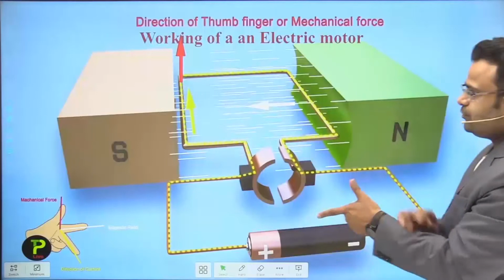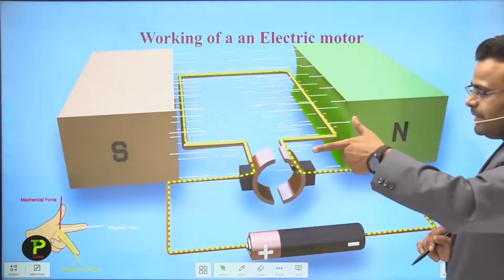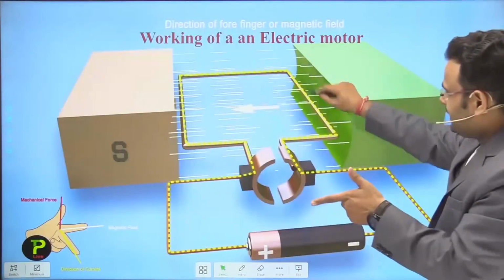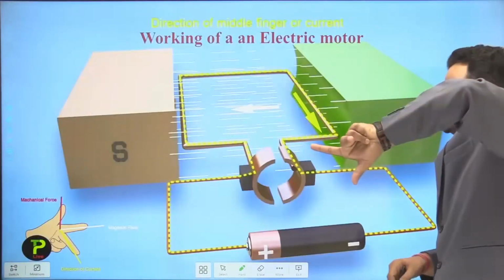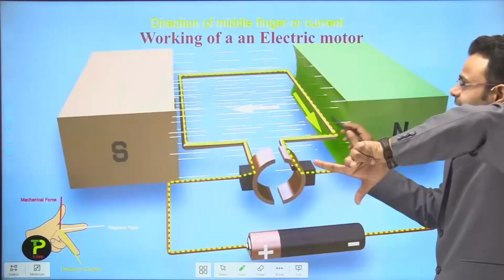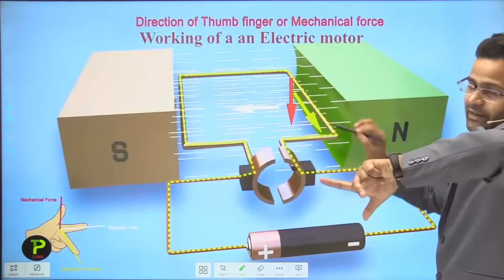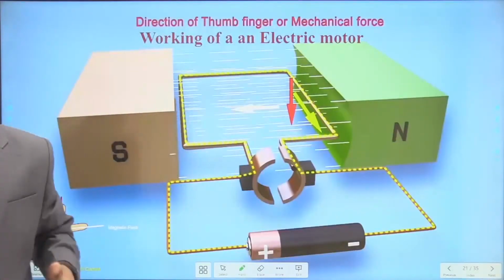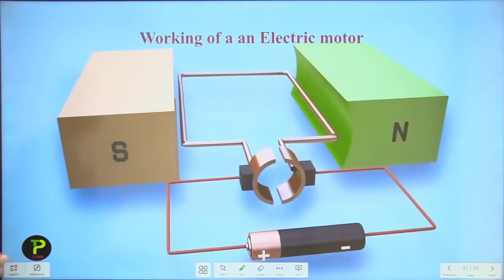Now focus on the second point. In the second point, the direction of the magnetic field is the same, but the direction of current is opposite. So what is the direction of force in that part? In that part, the direction of force is downward. Okay guys, understand how you can apply Fleming's left hand rule. Okay, let's see continuously.